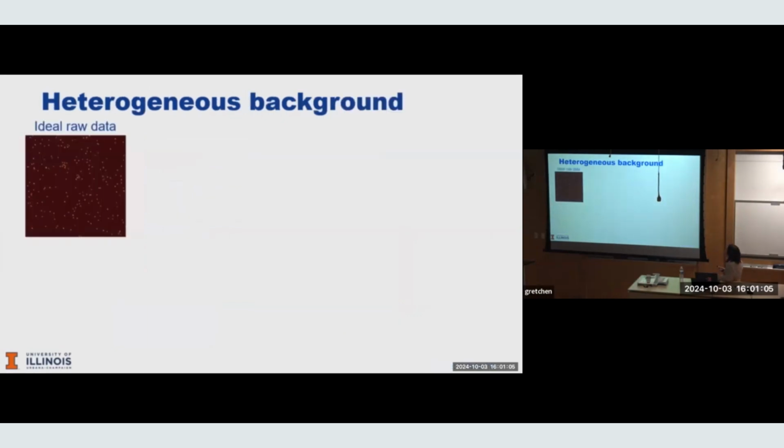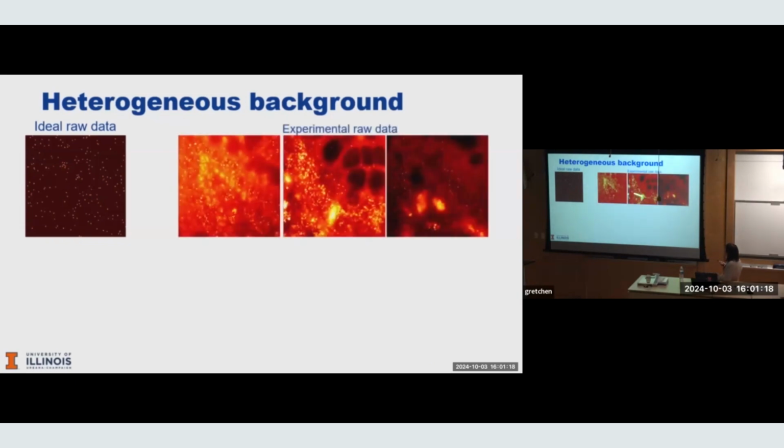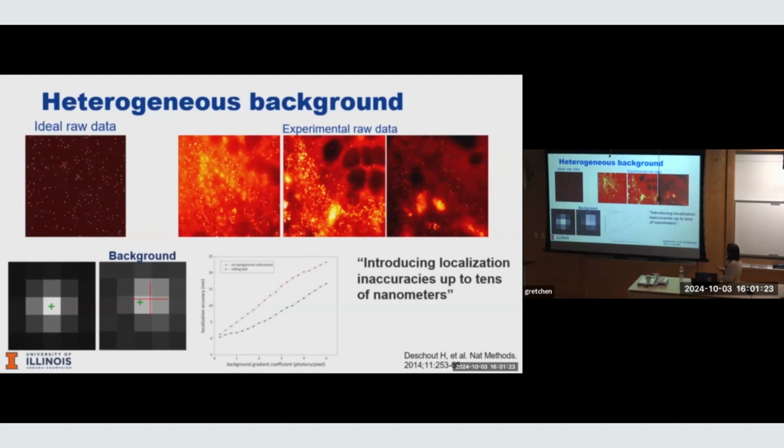Another issue is the background. Ideally, because you want to find the center of those individual emitters, you want very bright emitters and a very low, uniform background. But in tissue, you don't get that. You get all this kind of variation. This was actually well recognized even 10 years ago. The field recognized that a little bit of background can skew your localization, so it can introduce inaccuracy up to tens of nanometers. At a resolution of that scale, that's a big deal. So this is really one of the biggest challenges for tissue imaging.